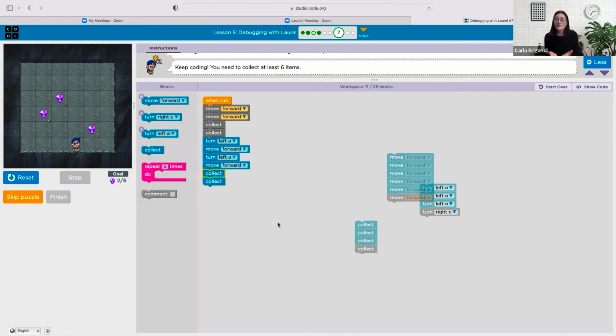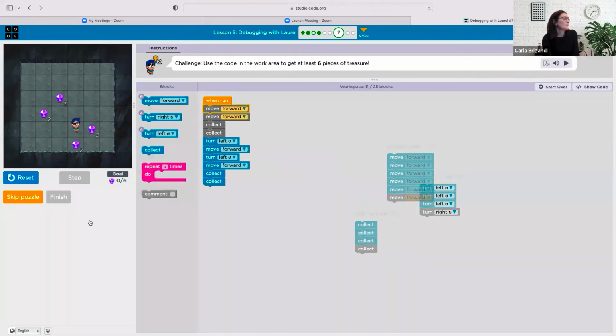Now I could continue on if that's my plan with the whole entire puzzle, but it might be nice to stop and just sort of assess if I have any bugs in my program, because it's easier to fix the bugs right away. I'm going to reset this and I'm going to run my program.